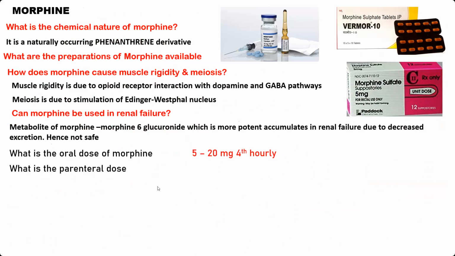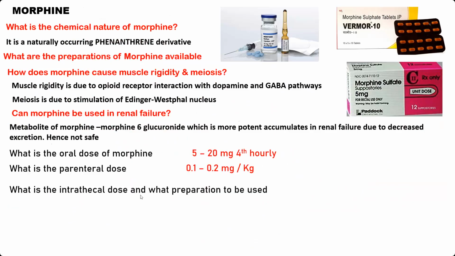What is the parenteral dose? 0.1 milligram per kg. 0.1 to 0.2 milligram. Very good. What is the intrathecal dose and what preparation to be used? So maximum 100 mics, 0.1 milligram morphine without preservative. Intrathecal dose is 1 to 3 milligram without preservative. Okay, preservative free morphine dose of 1 to 3 milligram is not based on body weight. It's a rough use of 1 to 3 milligram.